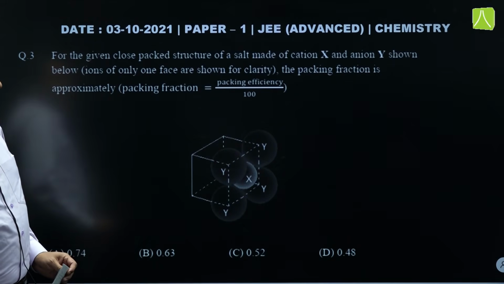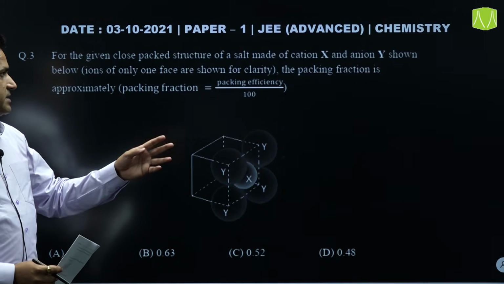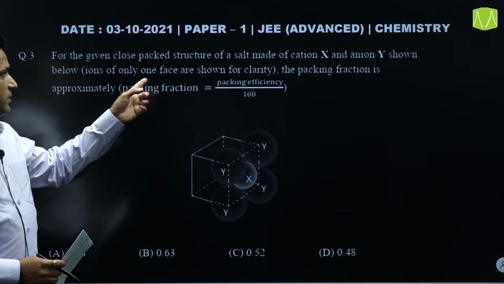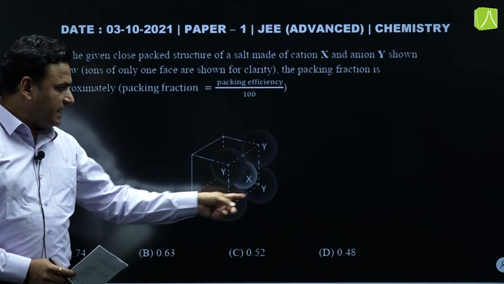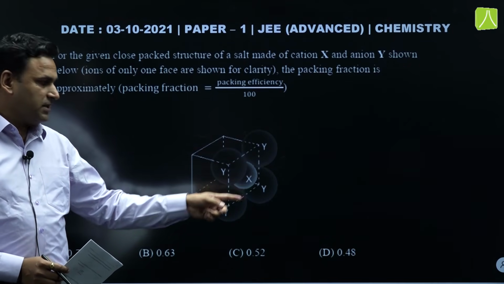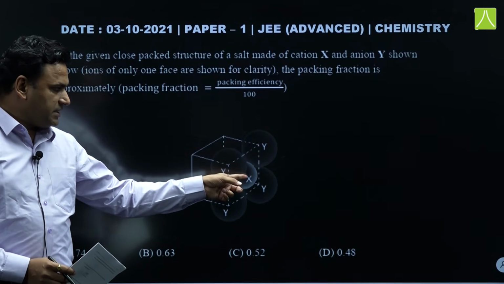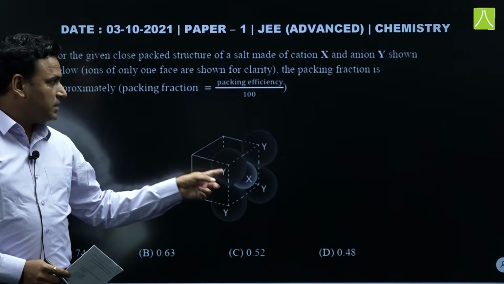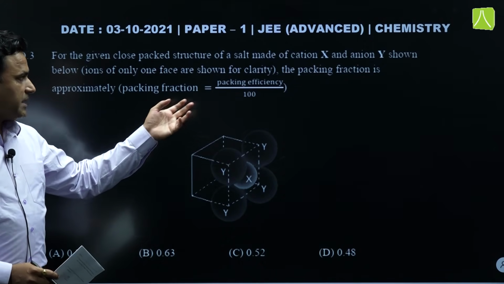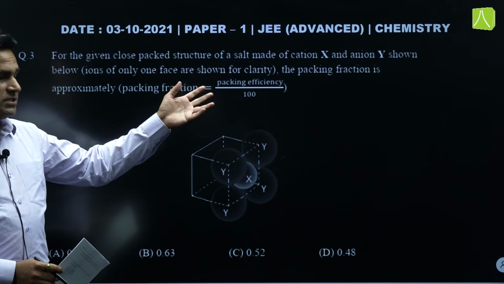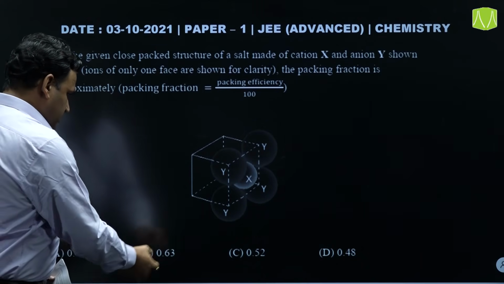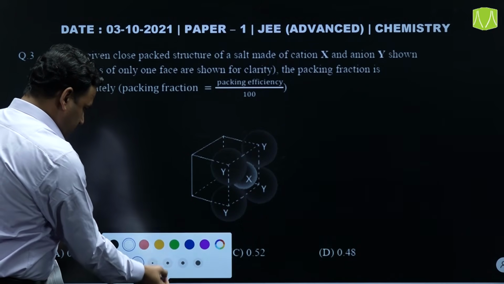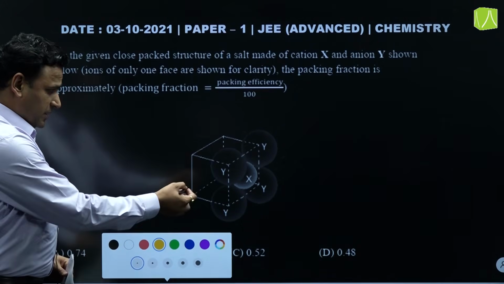Given a closed packed structure of a salt made up of cation X and anion Y, ions of only one phase are shown for the clarity. So Y atoms are present at the corners and X atoms are present at the phase center. So we want to calculate the packing efficiency, packing fraction. What is the packing fraction approximately? So we can do the calculations for this particular question. The calculations are going to be in this manner.